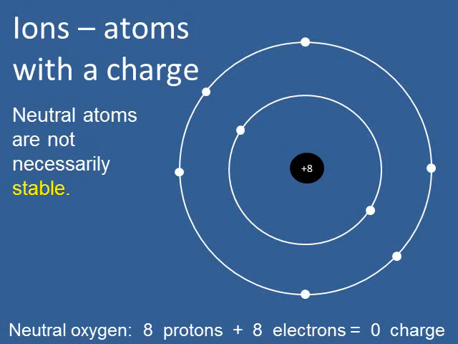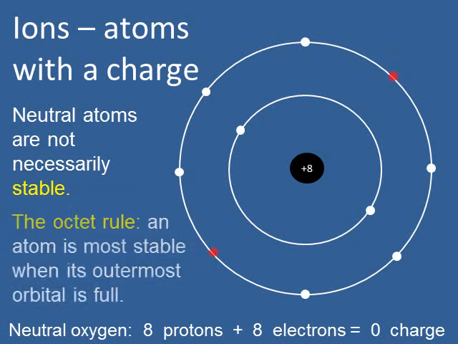Now, neutral atoms aren't necessarily stable. Stability is met by having an outermost orbital that's full, and oxygen achieves this by picking up 2 extra electrons. So now we see that the outermost or valence shell is full in the case of oxygen, and of course this means that it has 8 valence electrons. Thus we call this the octet rule. An atom is most stable when that outermost orbital is full, which typically means having 8 valence electrons.